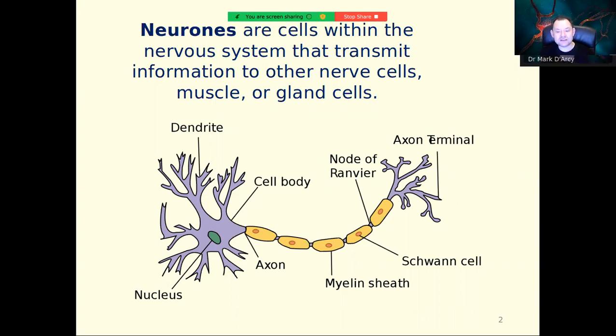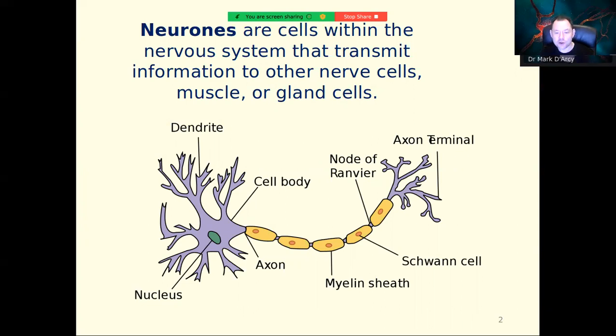And then when the signal gets to the end of the axon, it reaches the axon terminal, where some sort of neurotransmitter may be released. So acetylcholine, if this is a motor neuron stimulating a muscle to contract, for example, or if this is in the brain, this could be a neurotransmitter such as serotonin or dopamine, which are involved in various sensations and emotions.